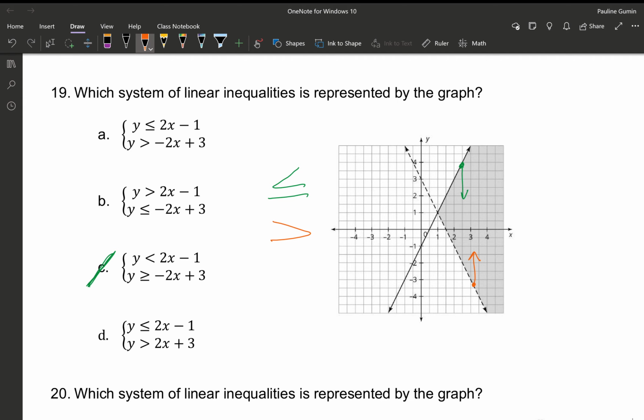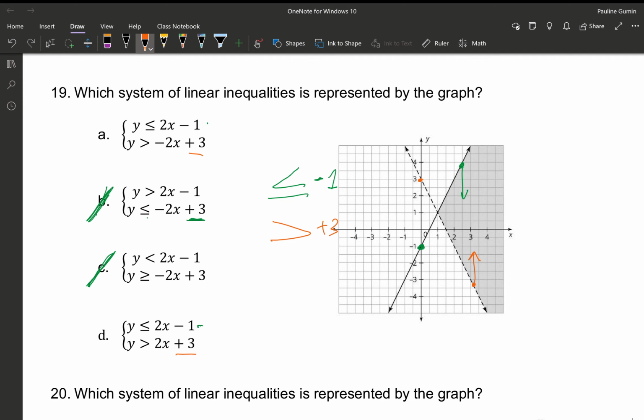Let's continue. Let's look at the y-intercepts. That's the next thing. The y-intercept for the line that I labeled the solid line is right here at negative 1. So I should have a minus 1 with my symbol. That has it. Ooh, letter B doesn't. It has a plus 3 with my symbol. And letter D has it as well. Let's see what we can get from the dotted line. The dotted line has a y-intercept at 3. They both have it.